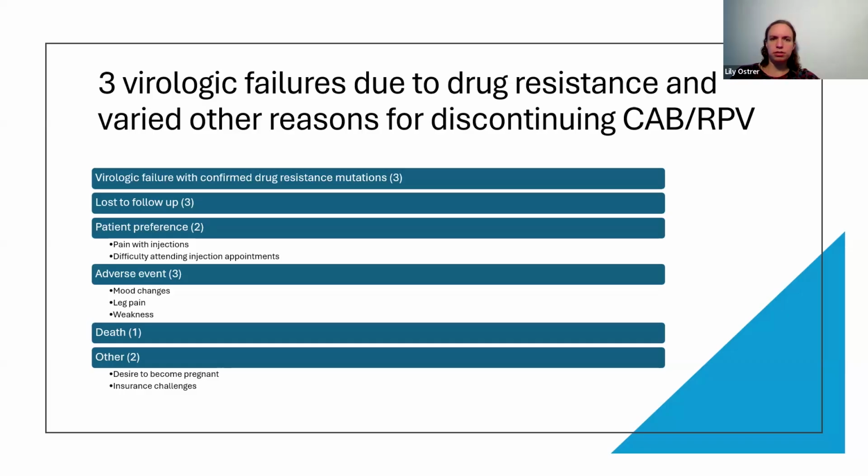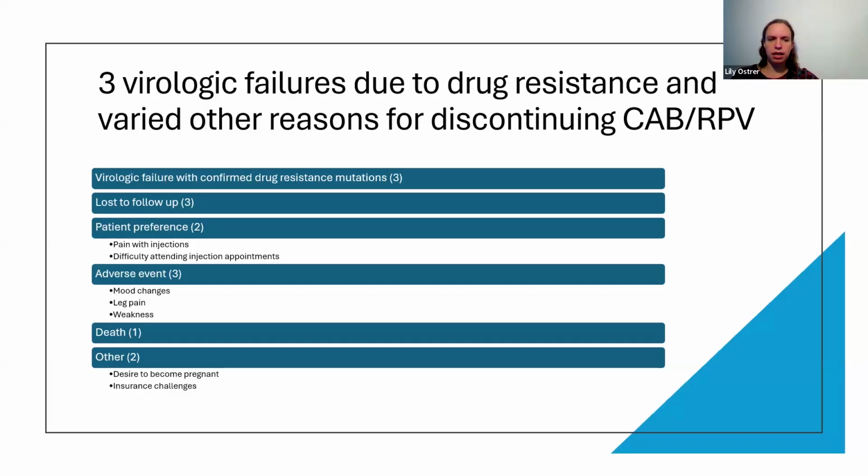The reasons for discontinuation included 3 virologic failures with confirmed drug resistance mutations, and then 3 participants that were lost to follow-up, and then a variety of other reasons, 2 due to preference, either pain with injections or difficulty attending injection appointments.